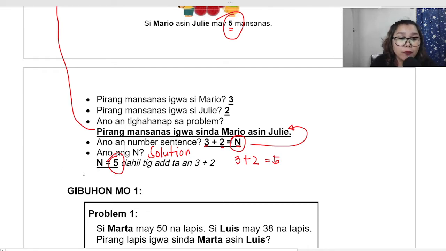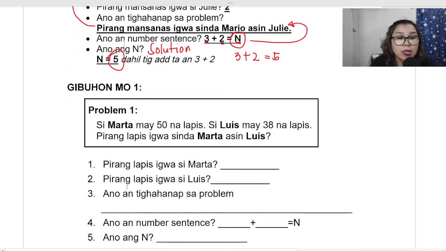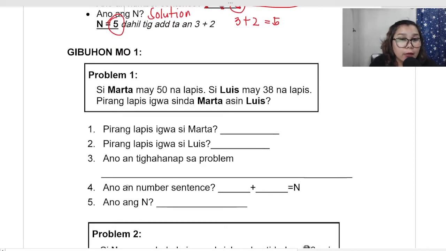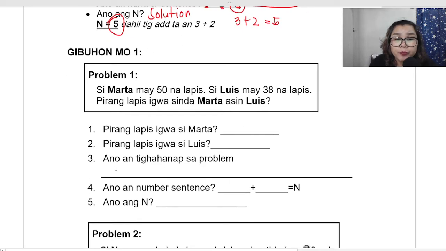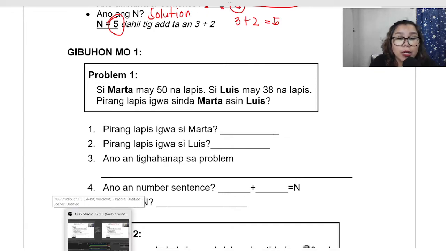So this is what you have to do for gibuhon mo 1, with another word problem but same pattern, same way of questioning para makuha ang answer. So let's begin with gibuhon mo 1.